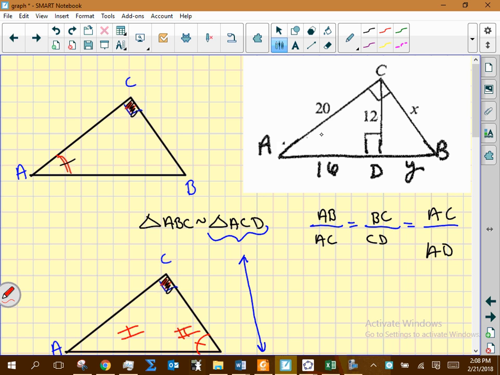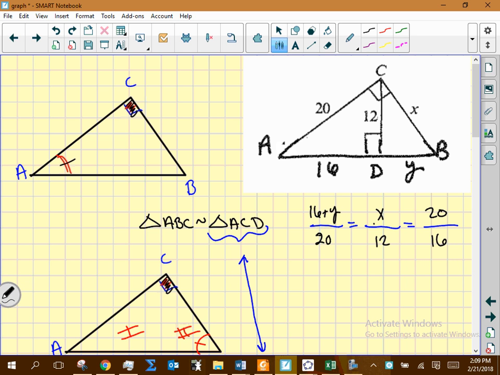What is AB's length? A to B, what would you call that? AB would be 16 plus y. Or y plus 16 would be better. What's AC's length? 20. What's BC's length? X. And CD is 12. And then AC is 20. AD 16.